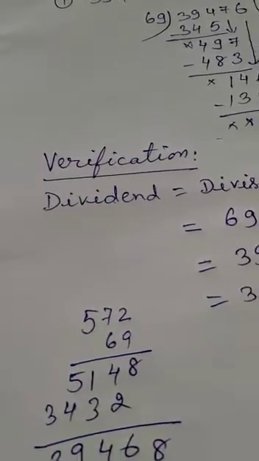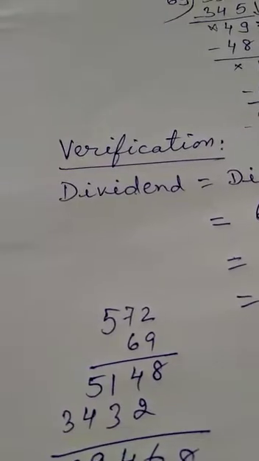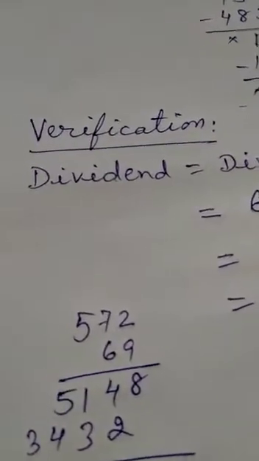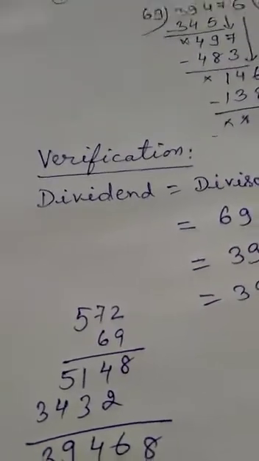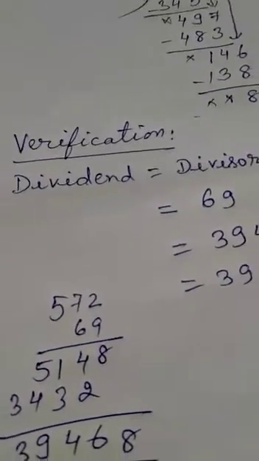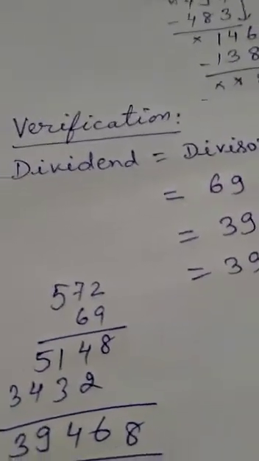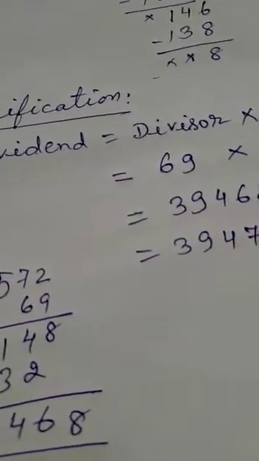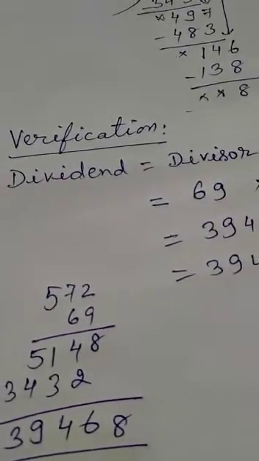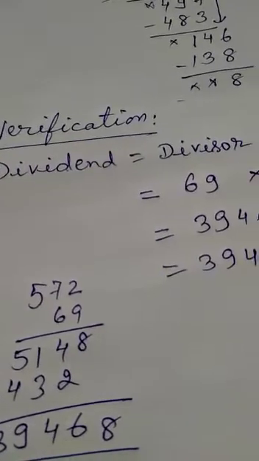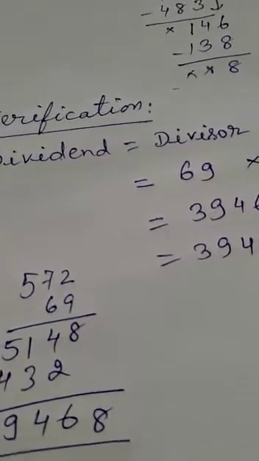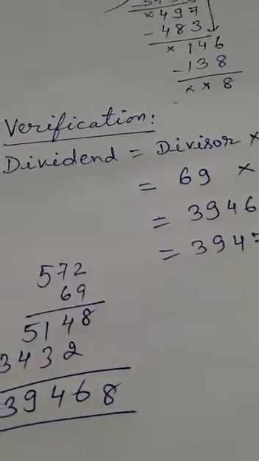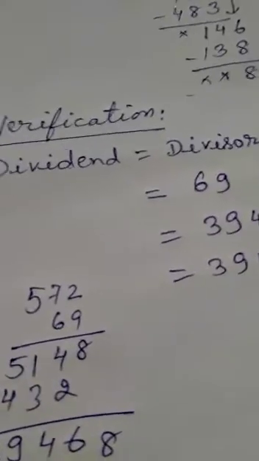Property number 1, if a number is divided by 1, the quotient is the number itself. So any number, largest number or smallest number, when you divide the number by 1, the result will be the number itself. Like 5190 divided by 1 is equal to 5190. 10 divided by 1 is equal to 10. 100 divided by 1 is equal to 100.